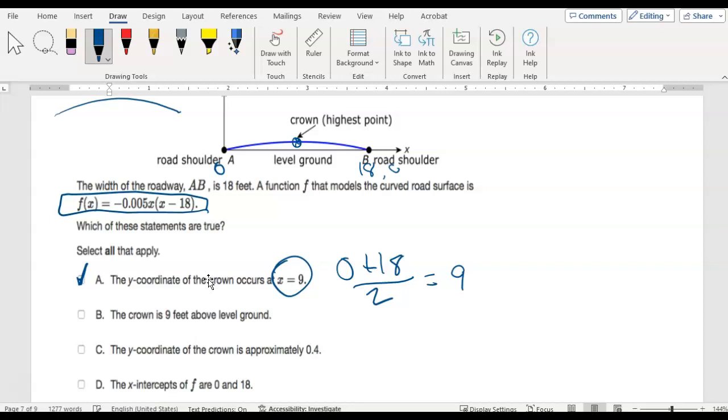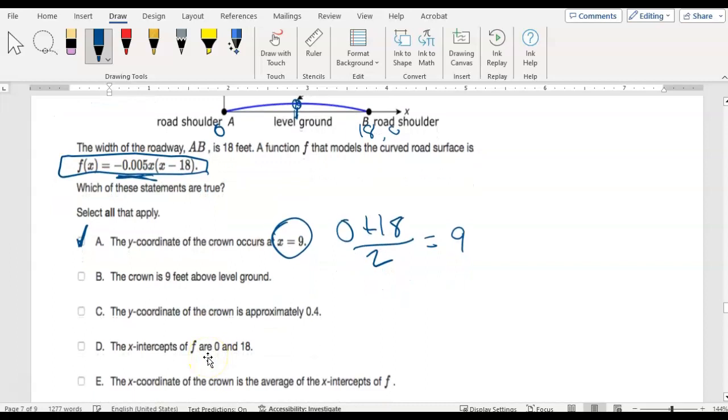So actually, if we were to plug 9 feet into this equation to find the height, we would not find that it is 9. So that is not true. 9 is the feet across to the middle of the ground, not the height of the ground. So this is not true.